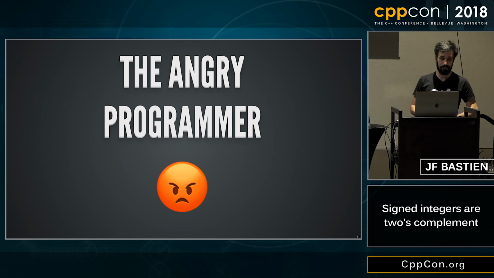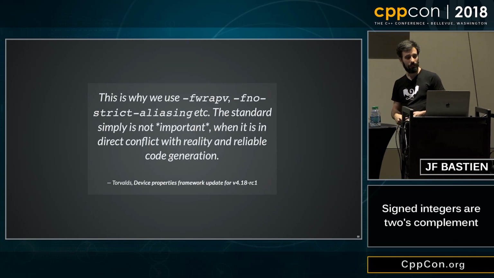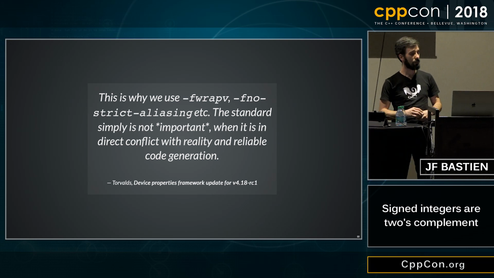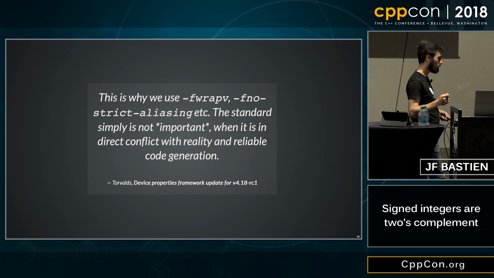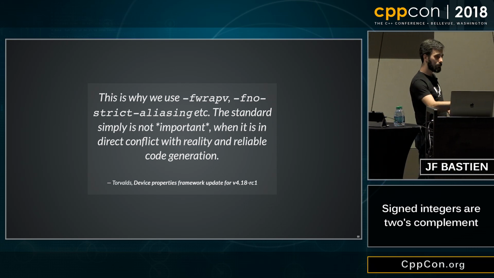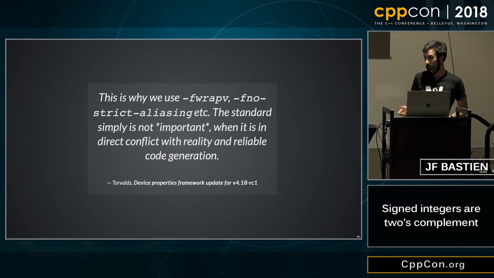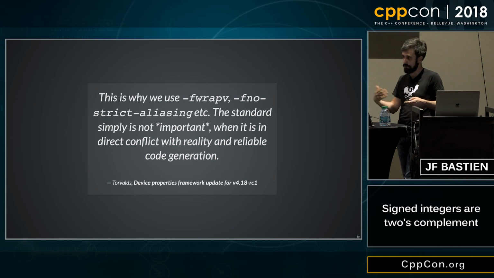So he's angry, but he's sometimes right. Here's a quote from Linus. "This is why we use -fwrapv and no strict aliasing, etc. The standard simply is not important when it is in direct conflict with reality and reliable code generation." Now, I'm going to extrapolate a bit here and say that what he means when he says reality is my hardware does this when I add, right? The instructions I showed you earlier, when you add, it just wraps around.